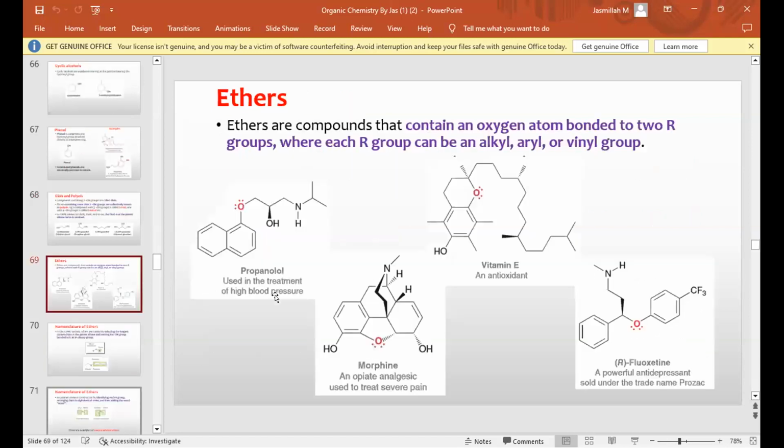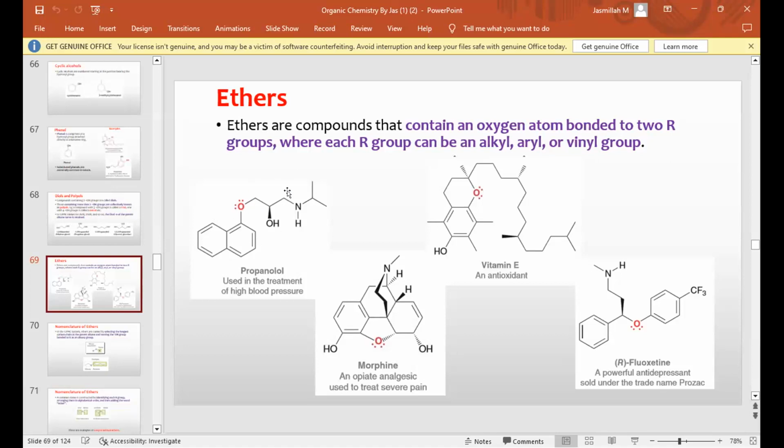Then another group is ethers. Ethers are compounds that contain an oxygen atom bonded to two R groups, where each R group can be an alkyl, aryl, or vinyl group. Example here, we see this is an oxygen. On one side, it's bonded to an alkyl group. On the other side, it's bonded to an aryl group. So these are ethers: oxygen bonded to two R groups.